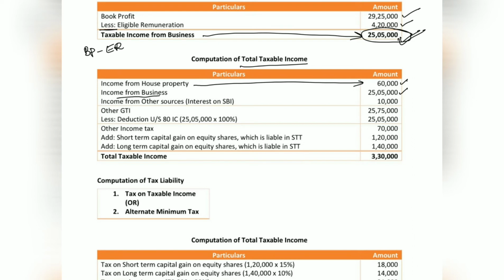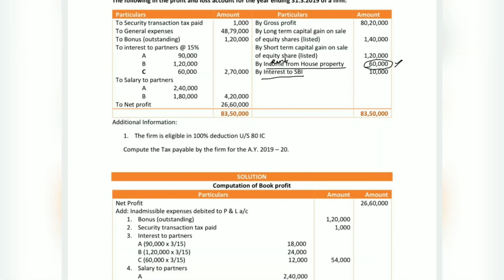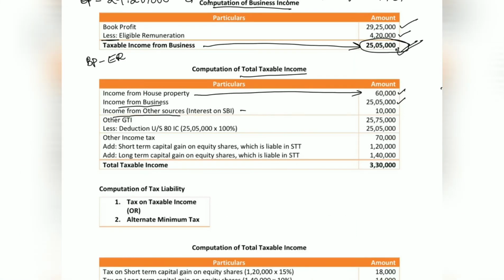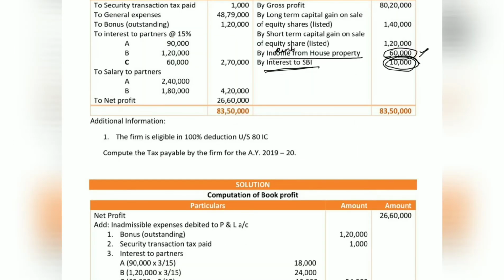The next head is capital gain. But capital gain is not eligible for any kind of deduction, and hence we will take it after calculating the deduction value. Next we will consider income from other sources. Interest from SBI, it's 10,000. So let's consider the 10,000 value here. If you sum up all these values, you will get the gross total income of 25,75,000. In the problem, additional information is stated that the firm is eligible for 100% deduction under section 80IC.